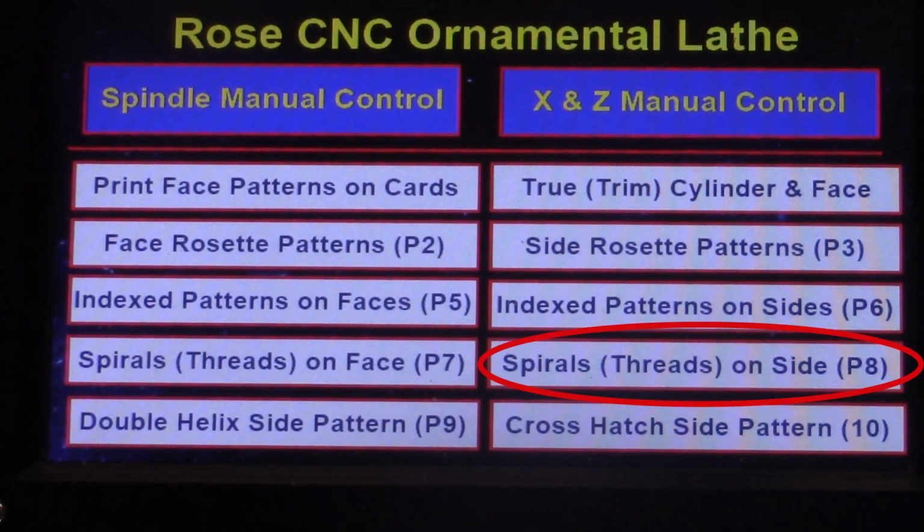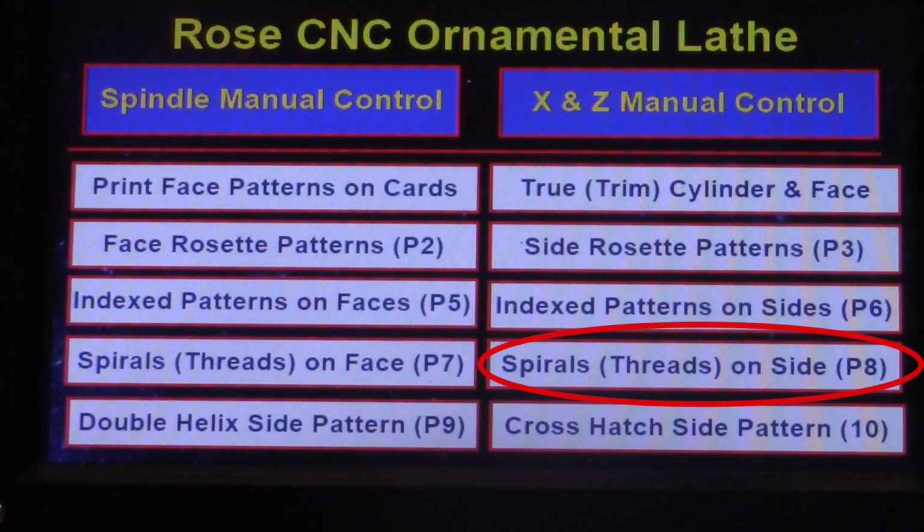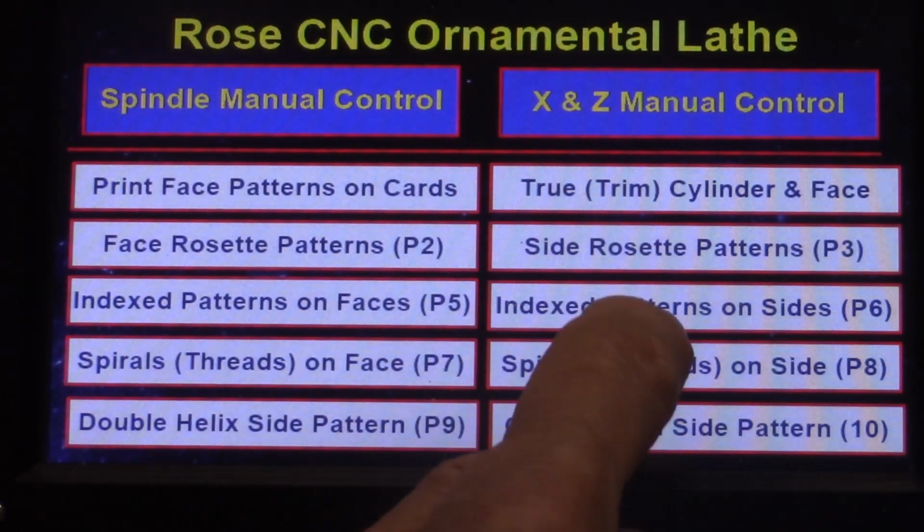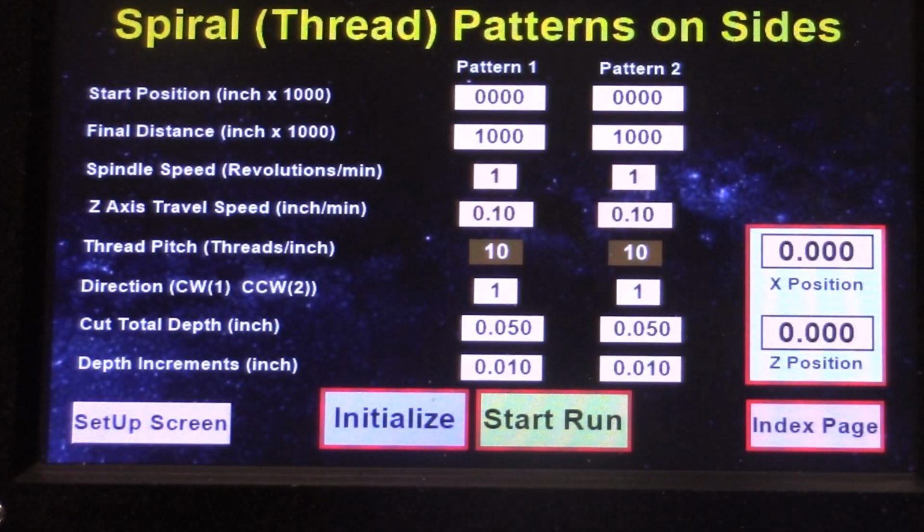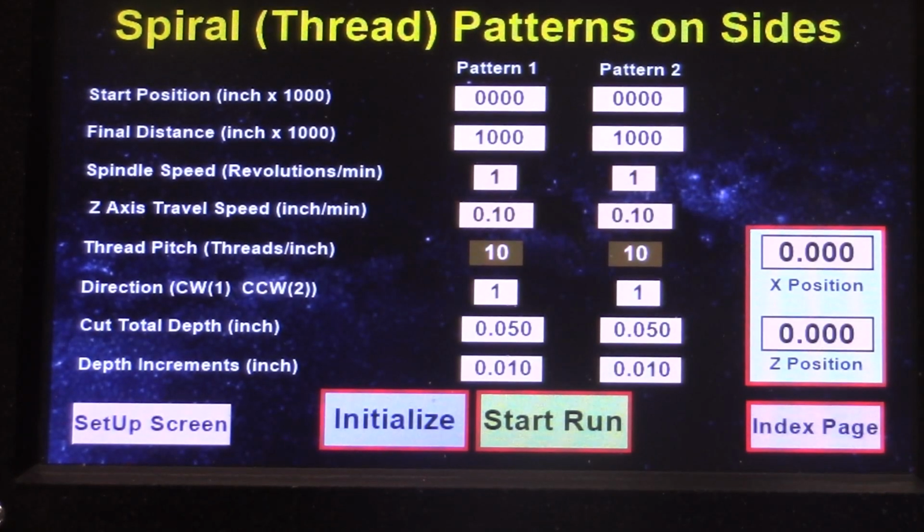This program cuts threads or spiral patterns on the sides of the cylinder. For this program you enter the starting position, the final position, the spindle speed, and the z-axis speed. The system will calculate the resulting threads per inch. You also have the option of creating left-hand or right-hand threads.